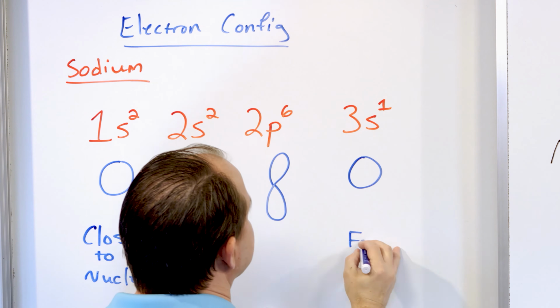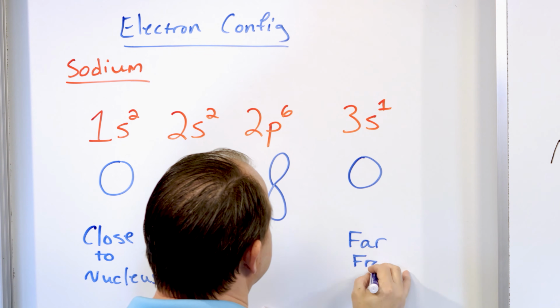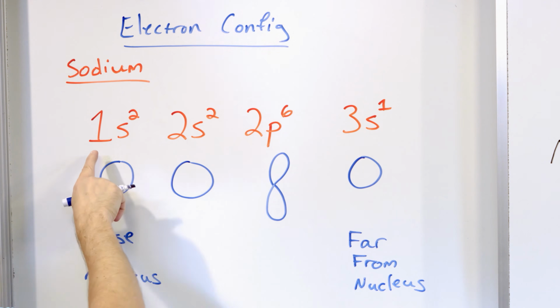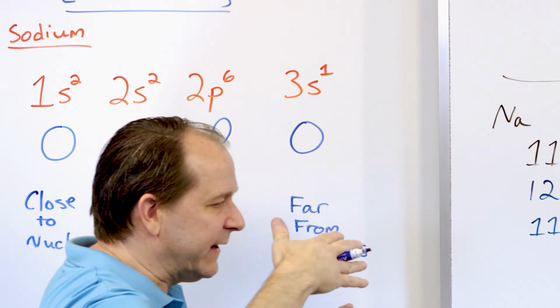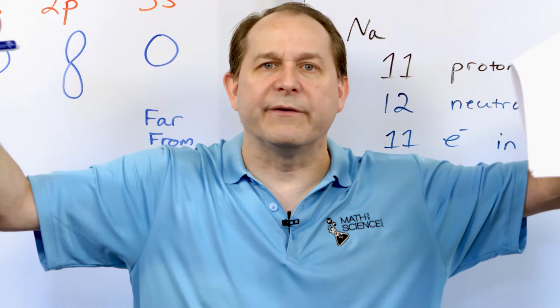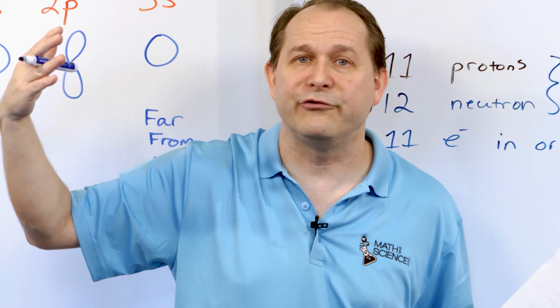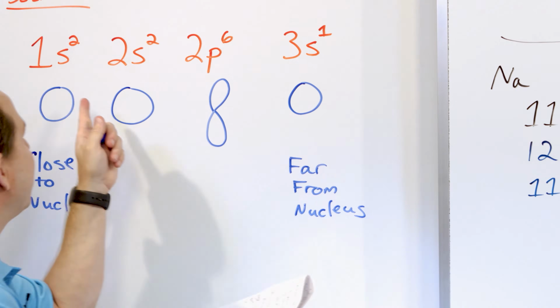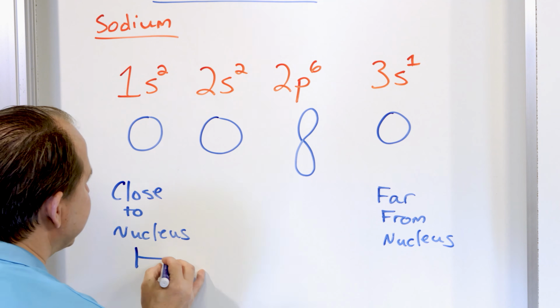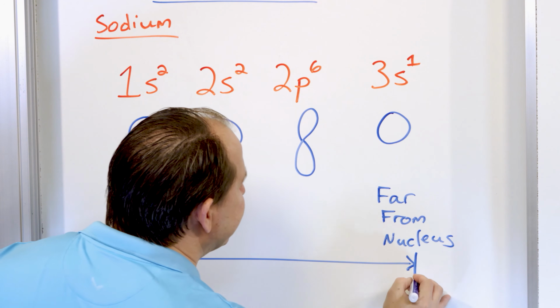And these are far from the nucleus. You can think of these energy levels being like ladders, like rungs on a ladder. And the higher the number of steps, the farther away from the ground you're going. In fact, this is actually called the ground state because it kind of is like a ladder. And you can think of this arrow going from this direction to this direction.